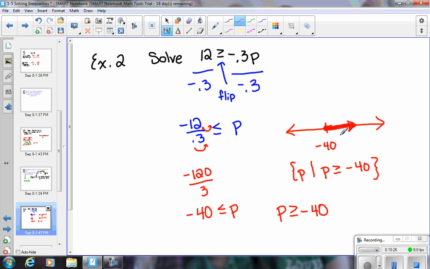And for interval notation, this time we're including the negative 40, and to show that, the left side gets a bracket instead of a parenthesis. So the left side is negative 40, and the right side goes to infinity. For infinity, we always use a parenthesis, because if you think about it, you can never include infinity.